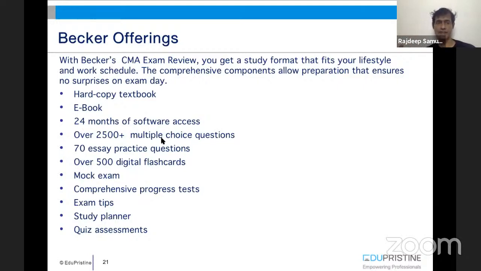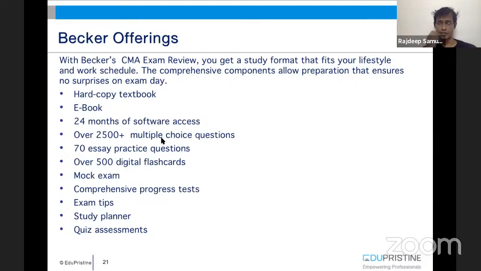You'll also get 500 flashcards, which are summaries and updates on important topics, so you can practice them. You will also get a mock exam, which you can practice so that you are prepared for a real exam situation. And obviously, when you finish your review, you will get an update on where you stand in terms of a comprehensive progress test, exam tips and planning, and obviously a study plan. Okay?